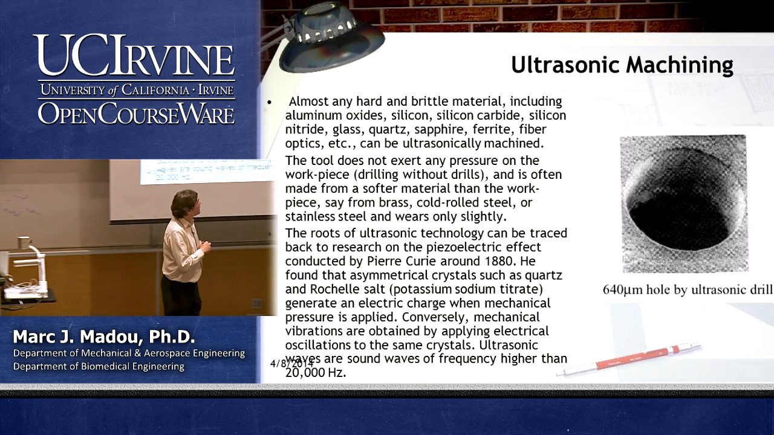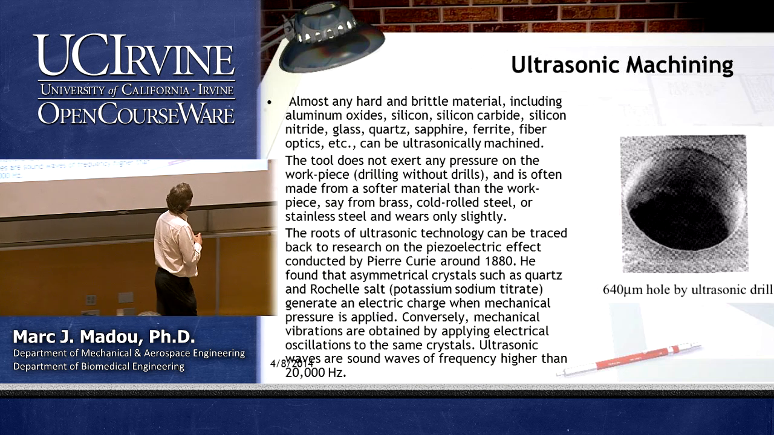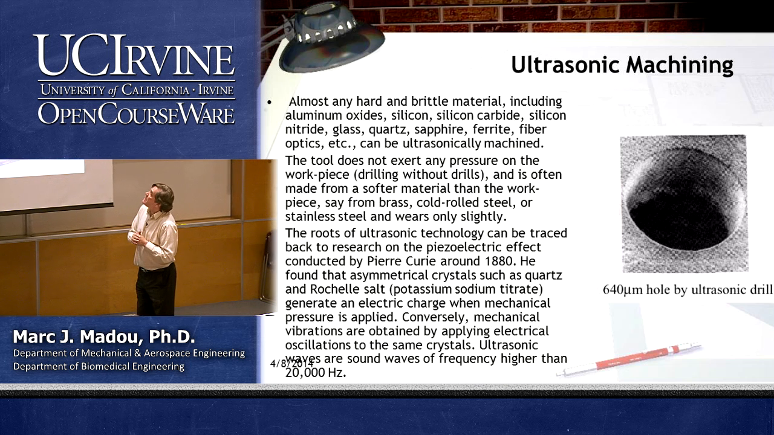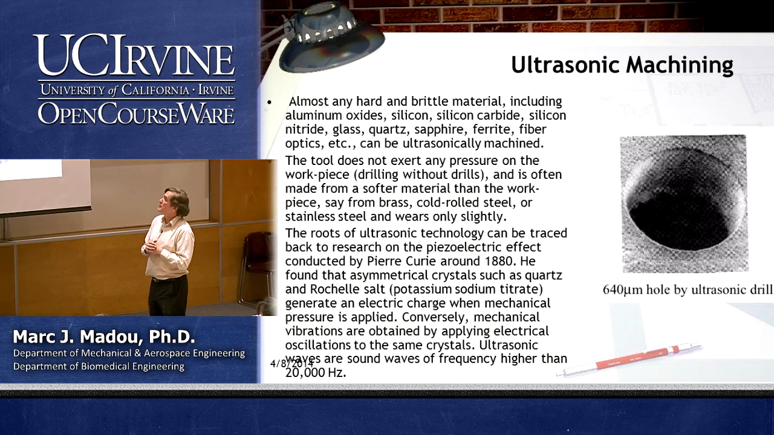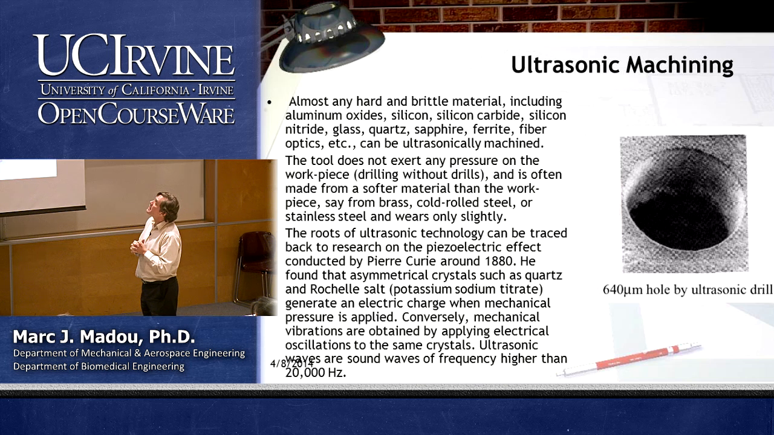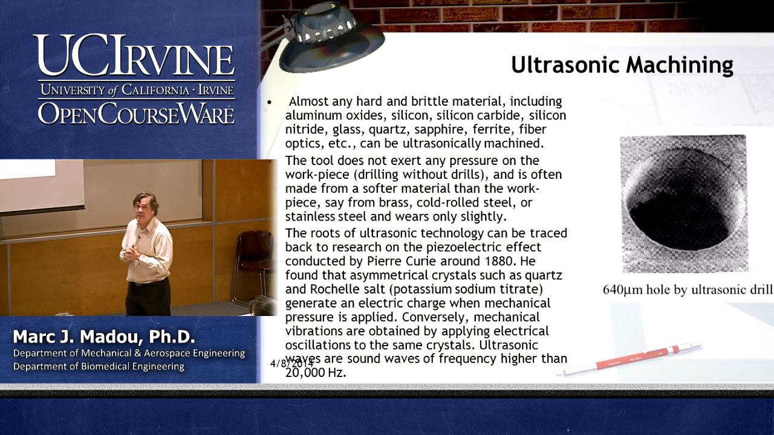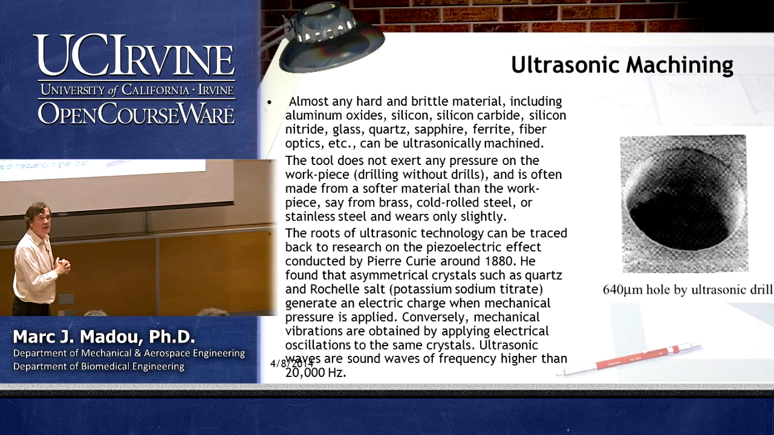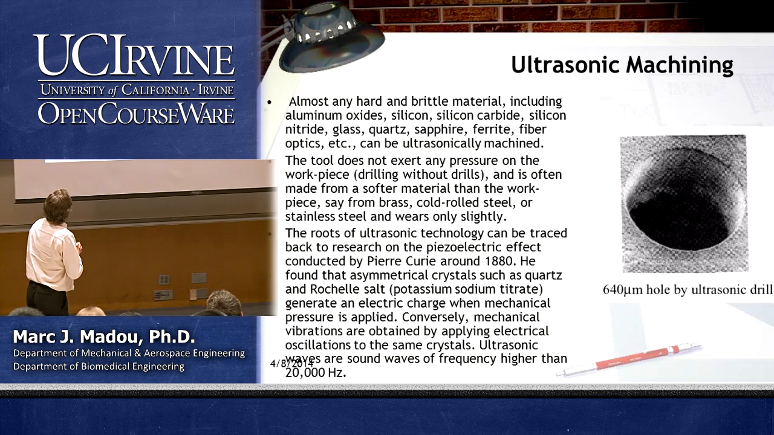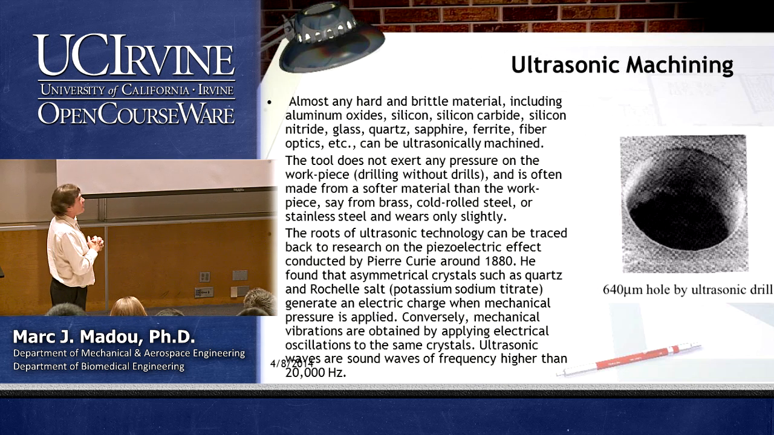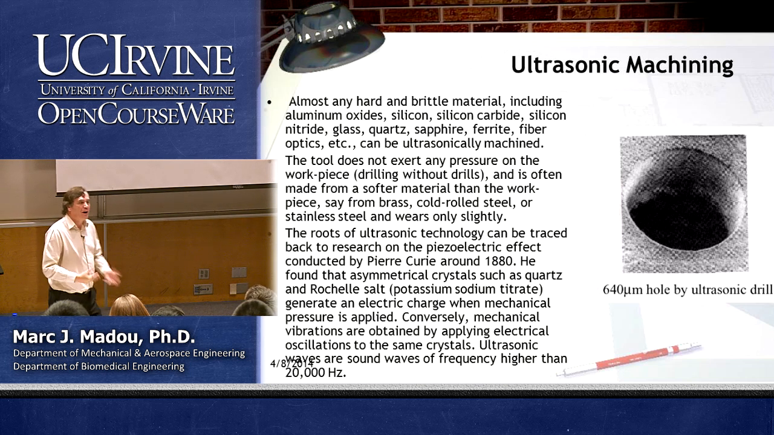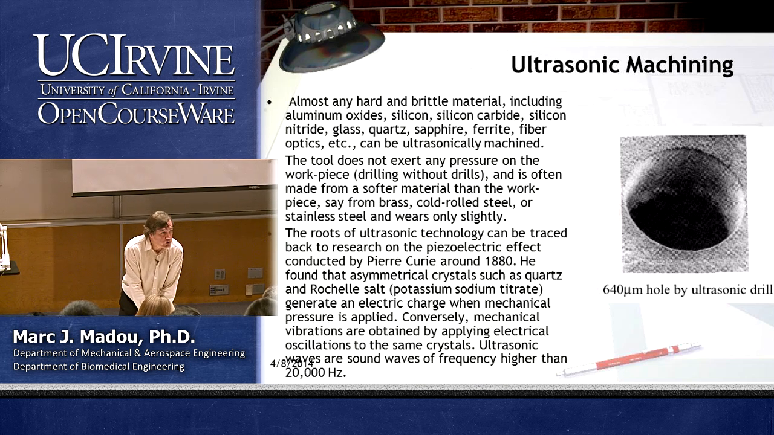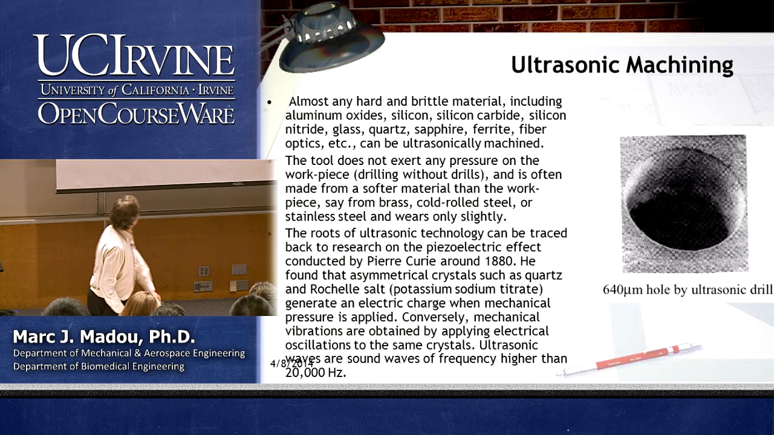So that hole here, 640 microns, was drilled by an ultrasonic drill. Almost any hard and brittle material, including aluminum oxide, silicon, silicon carbide, silicon nitride, glass, quartz, sapphire, ferrite, and fiber optics, can be ultrasonically machined. The tool does not exert any pressure on the workpiece, so you could call that drilling without drills, right? And we know that it never touches the workpiece.